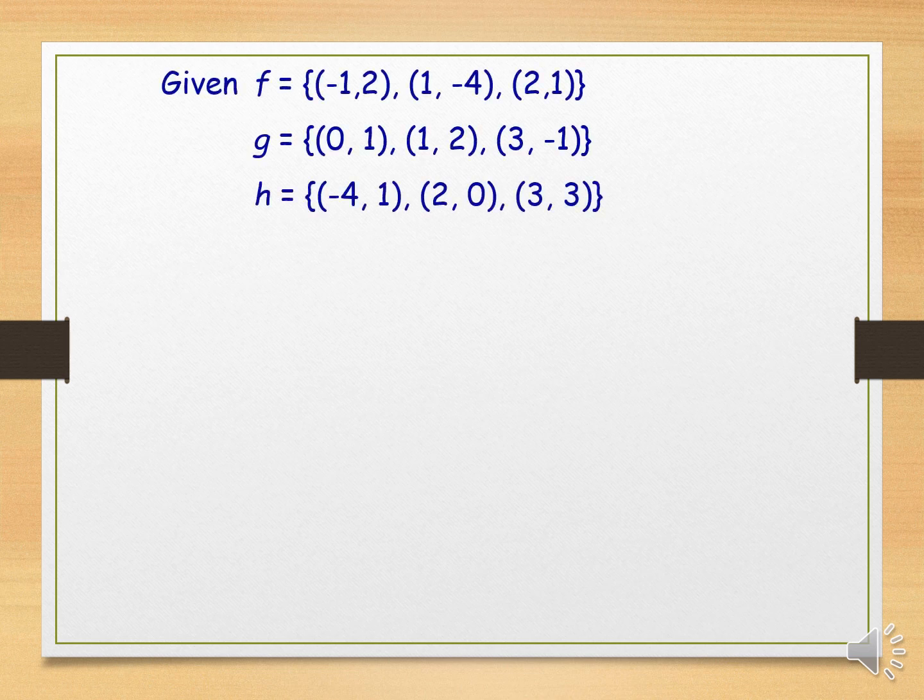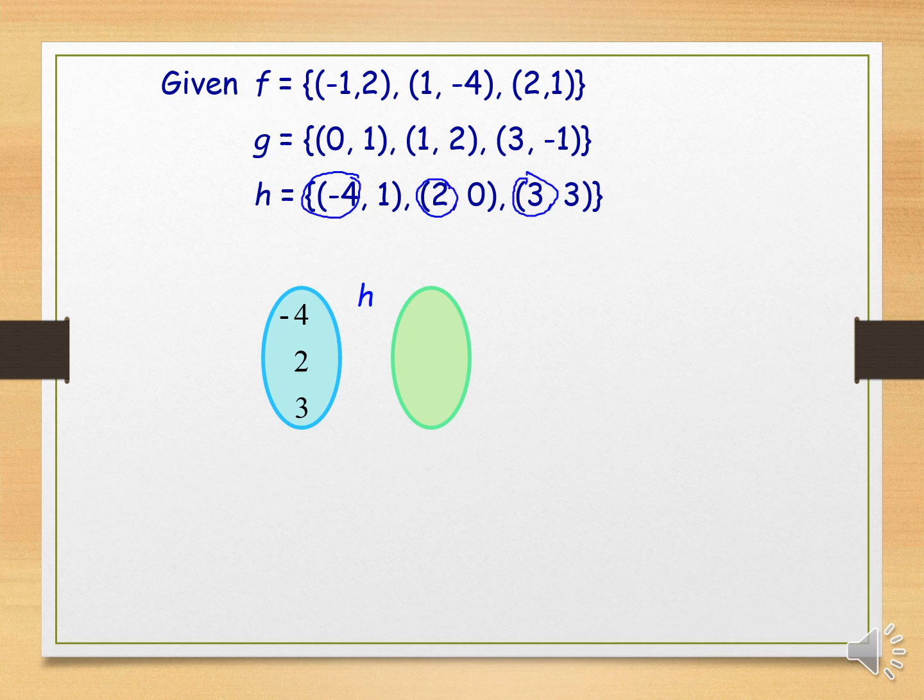Given f equals (-1, 2), (1, -4), (2, 1). g is the set of ordered pairs (0, 1), (1, 2), (3, -1), and h is the set of ordered pairs (-4, 1), (2, 0), (3, 3). By using an arrow diagram, h has domain -4, 2, 3 and the range is 1, 0, 3.